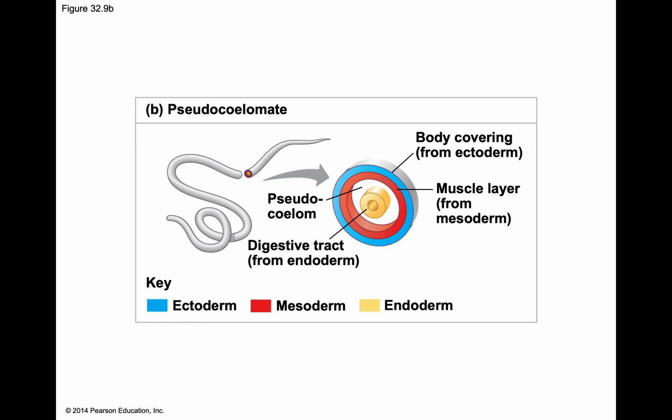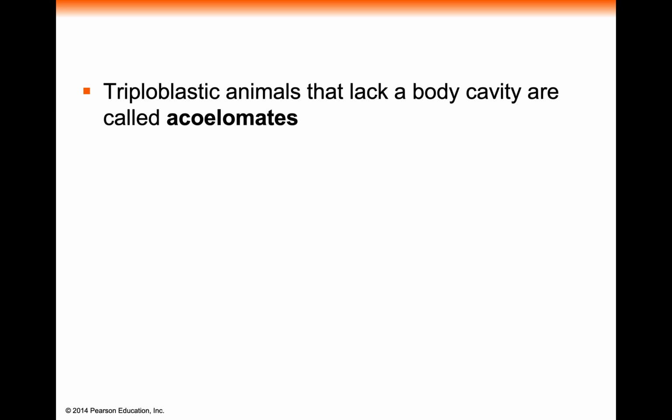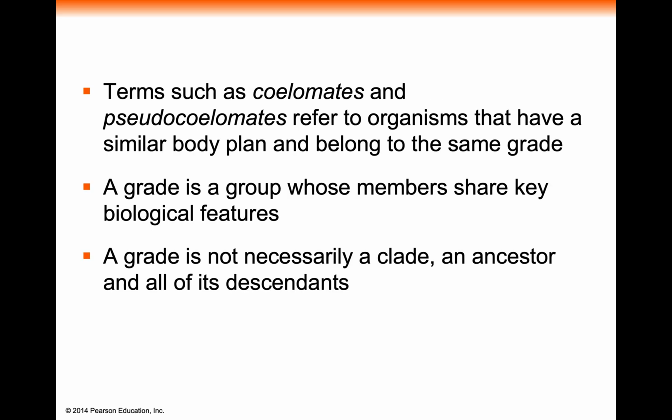Here's your pseudocoelomates, your acoelomates. All right, so pseudocoelom is a cavity derived from mesoderm and endoderm. Triploblastic, again, have three body layers, endoderm, ectoderm, and mesoderm. Be familiar with what those different tissues turn into. Triploblastic animals that lack a body cavity are called acoelomates, so those are our flatworms. Again, just kind of repetitive of what we've been talking about the last couple of pages.